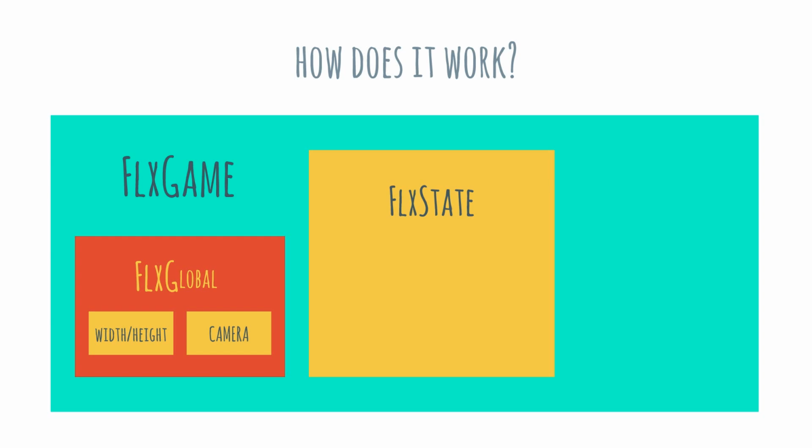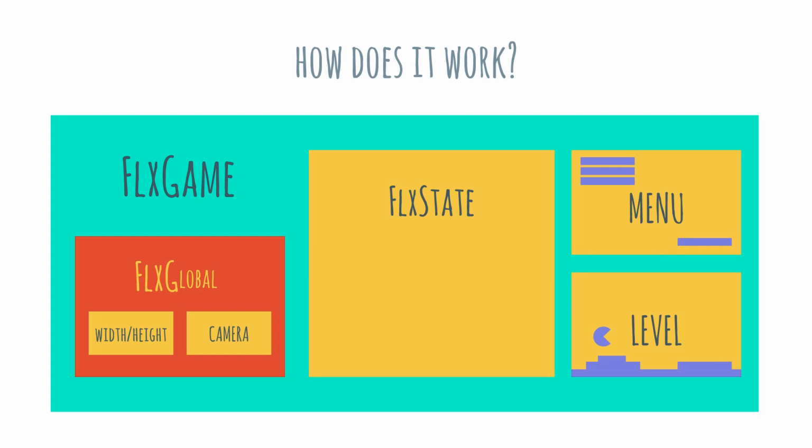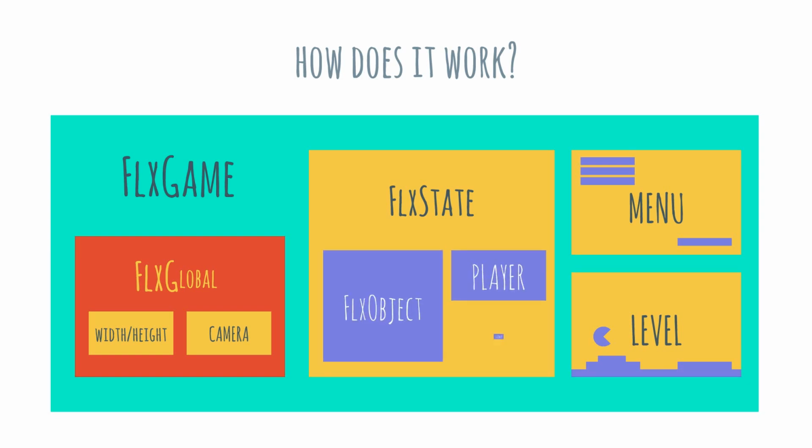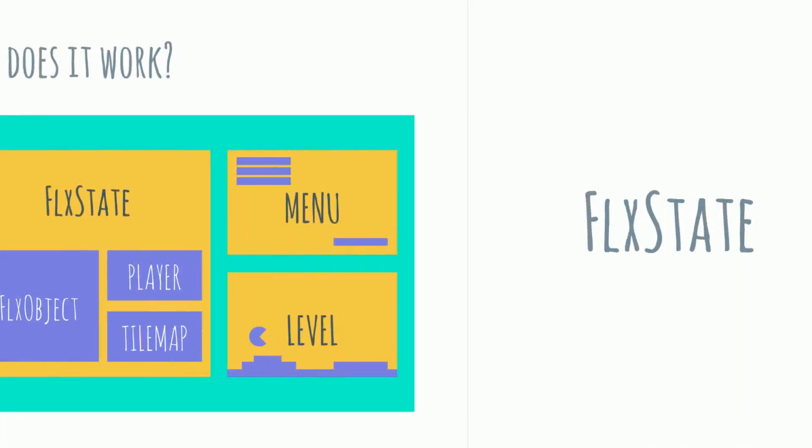When you're creating a new Flix game, you'll also have to tell HaxeFlixel which Flix state you'd like to start the game with. A Flix state can be a number of things, like a main menu or a level of your game. If you're familiar with Unity, you can also think of Flix state as a scene. If you're familiar with GameMaker, it's like a room. You populate your Flix state with Flix objects. These will be all sorts of things, like your player sprite or a tile map. More on those in a minute.